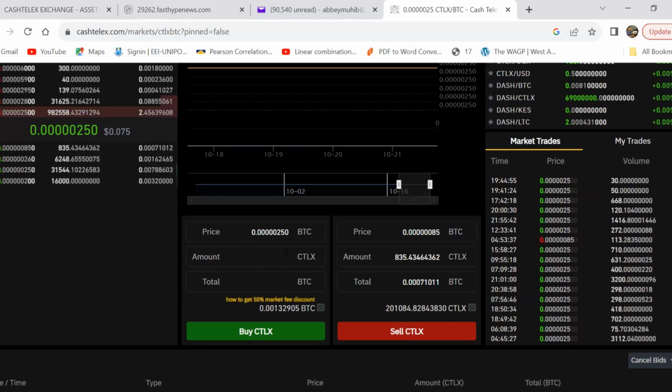I'm going to erase it. So it's showing me that I have this total number of Bitcoin. I want to take from this Bitcoin and input it here, the total BTC. So when I input the amount of BTC I want to use to buy CTLX, it will show me the remaining balance.